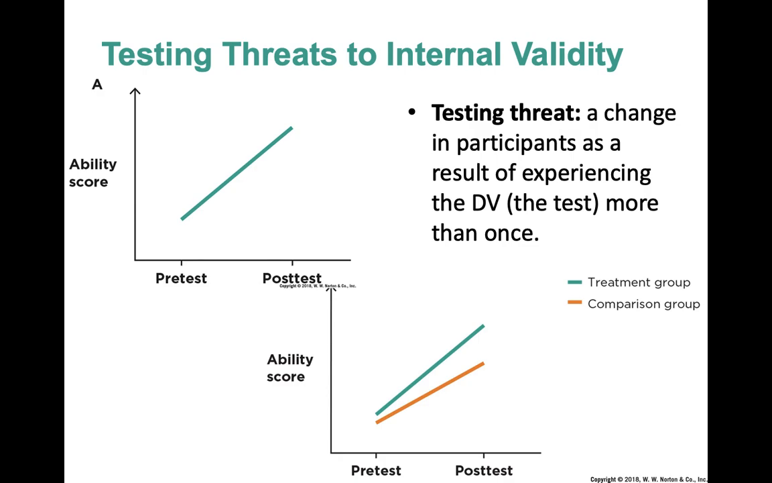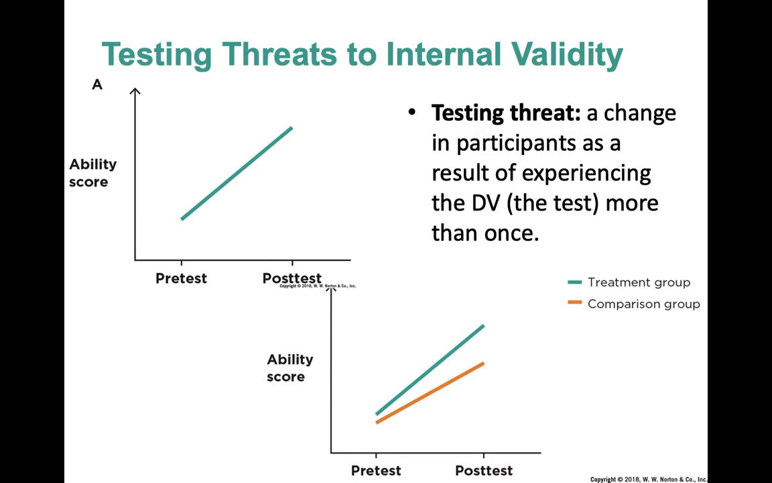So very often the dependent variable is some sort of test. Okay, you could literally give people a test of their cognitive ability. You could see how well they do on different standardized tests like numerical ability or verbal ability. But testing refers to a more general phenomenon of experiencing the dependent variable, having to be assessed on the dependent variable, and doing that once affects the assessment the second time.